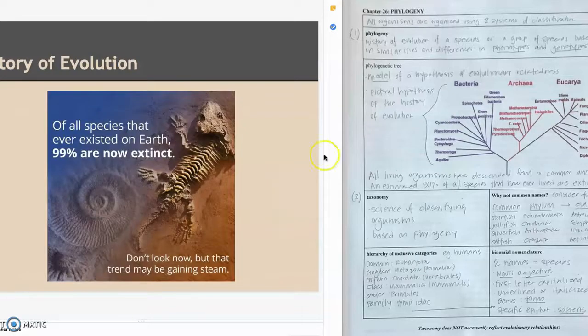Now, interestingly, when we think about all of these living organisms, all the species that have ever existed on Earth, it's believed that about 90 to 99% are now extinct. And we looked at some of the evidence of those extinct organisms in chapter 25, and we also talked about the current great extinction that's ongoing, and how humans' impact is affecting the rate at which species are going extinct. So looking at evolutionary relatedness and classifying organisms by evolutionary relatedness is one science of classification.